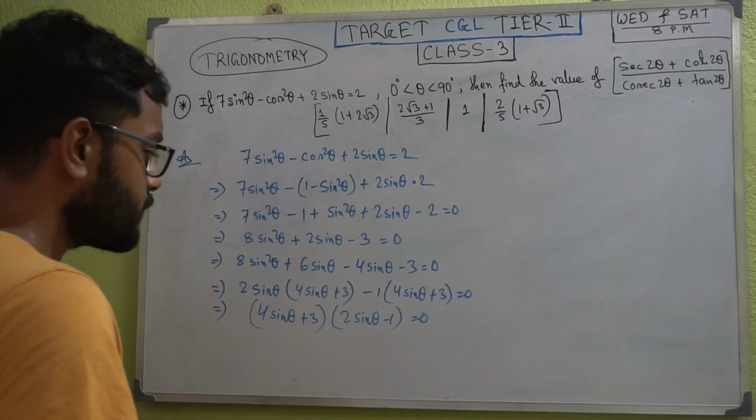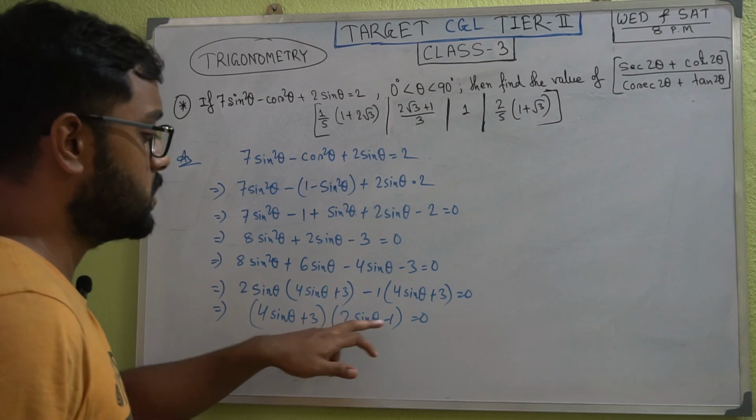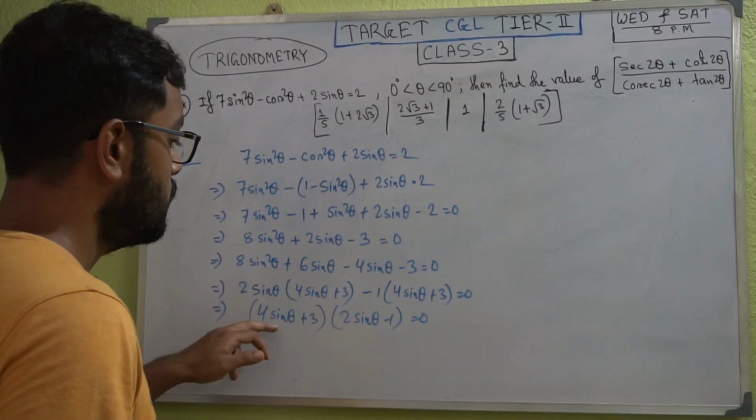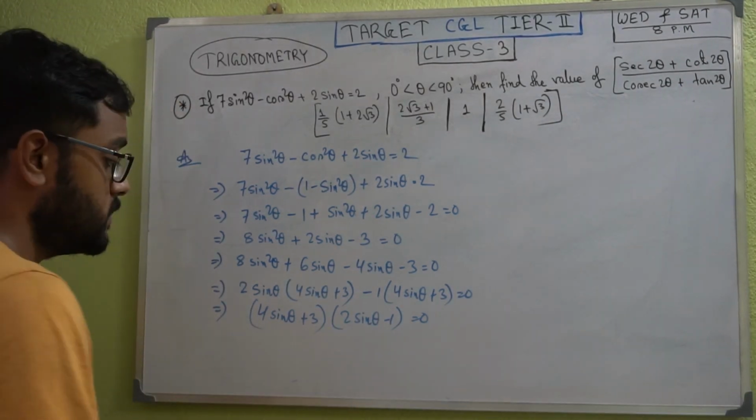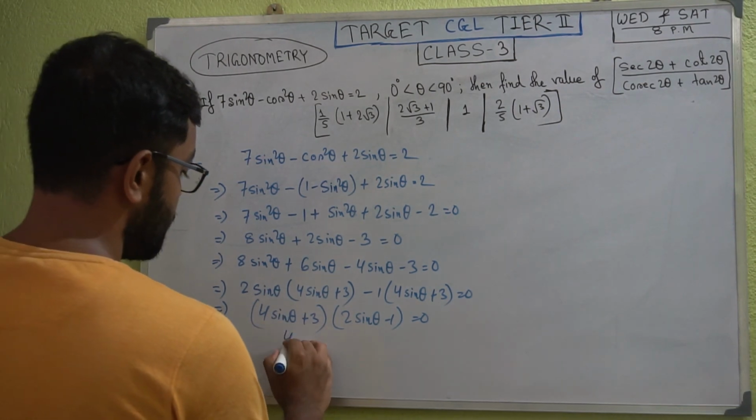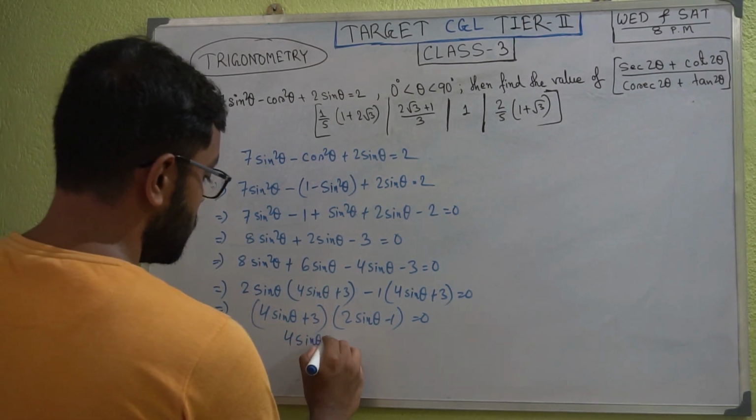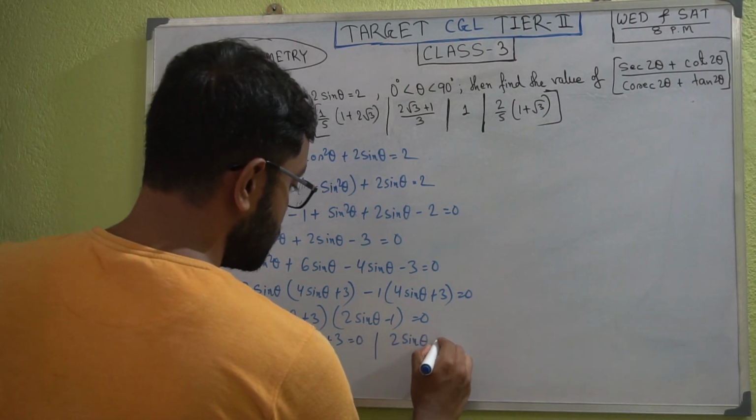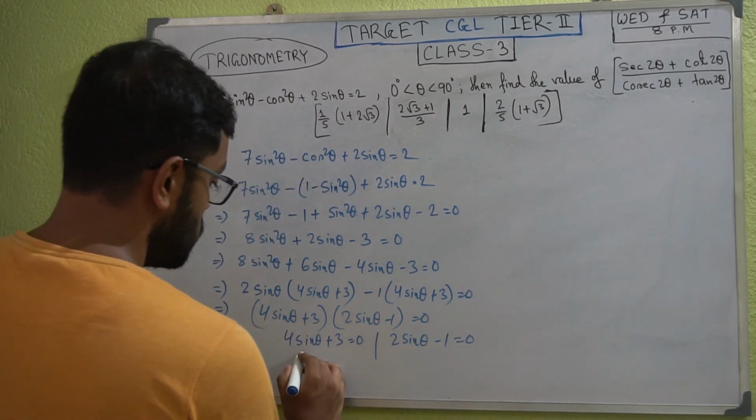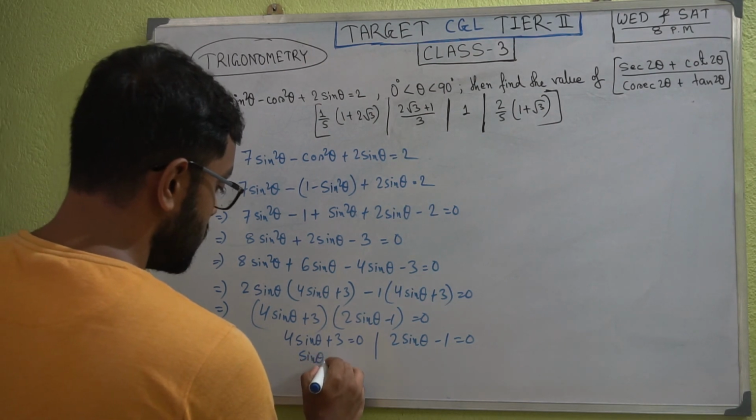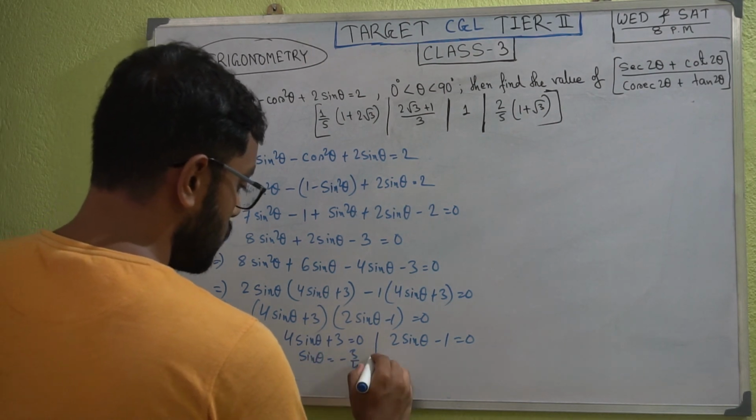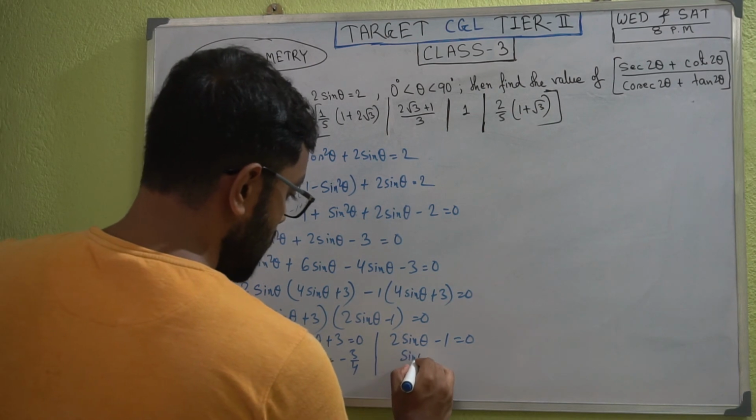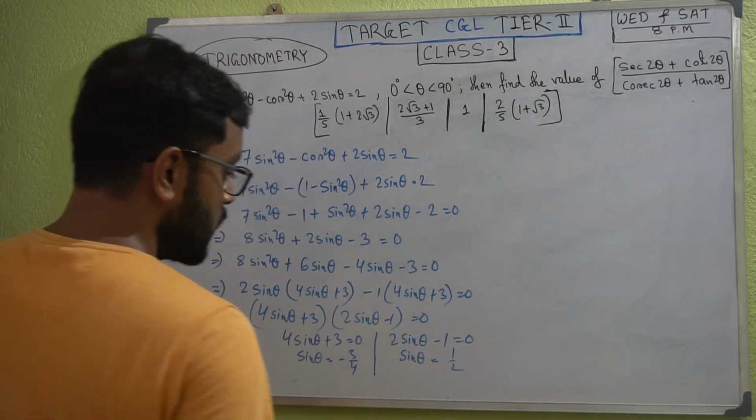If the product of two factors is 0, then one of them is equal to 0. Then we can say 4 sin theta plus 3 equal to 0 and 2 sin theta minus 1 equal to 0. From here sin theta equal to minus 3 by 4, and from here sin theta equal to 1 by 2.